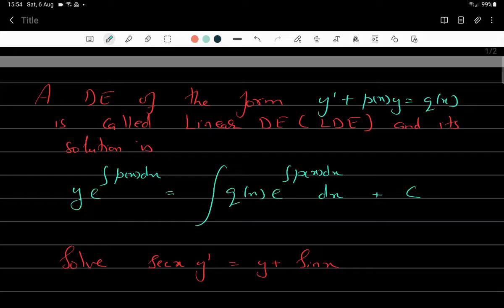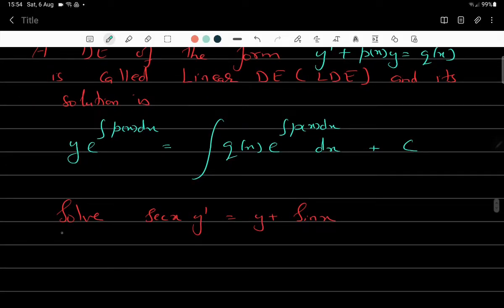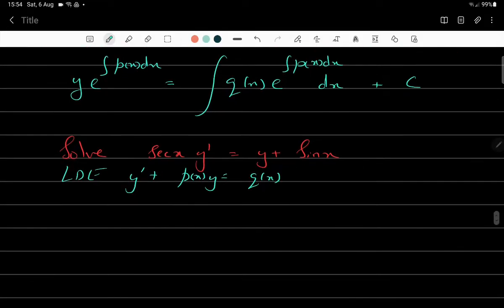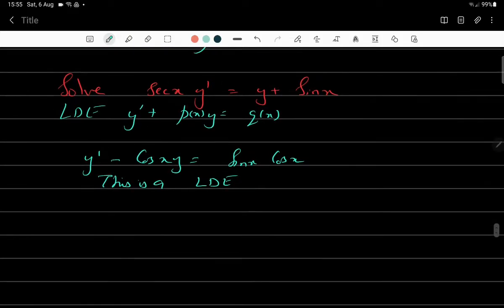So sec x y dash is equal to y plus sin x. If you recall, the linear differential equation is y dash plus p of x y is equal to q of x. Right now the given equation is not in this form, so first try to convert it. So the given equation becomes y dash minus cos x y is equal to sin x. So this is a linear differential equation, and now I know how to solve it.